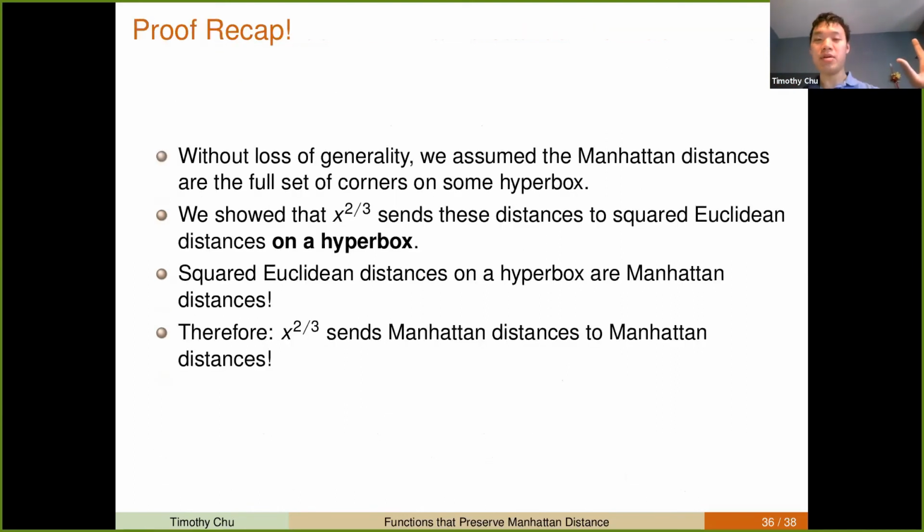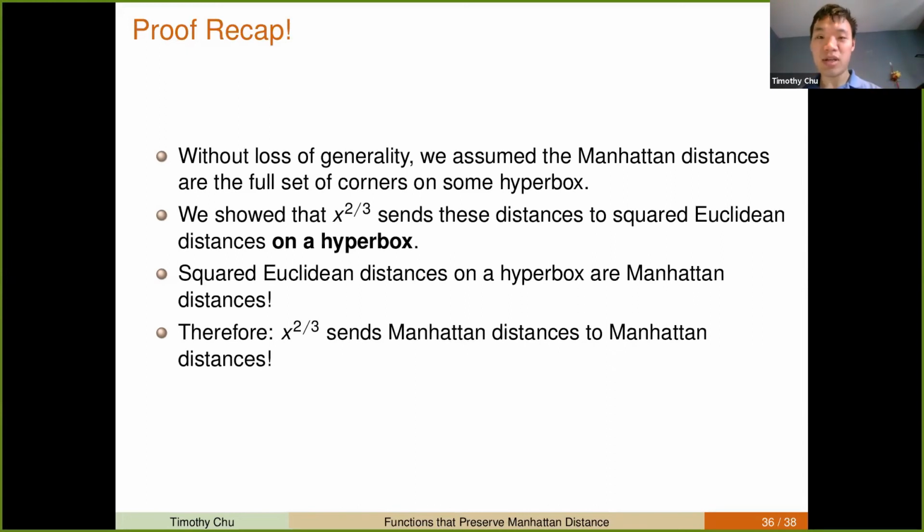So the proof recap, once again, you can just read this. I think we went over it enough times. But overall, points live on a hyperbox. That's an assumption you can make without loss of generality. Apply x to the 2/3 to each distance, and you get a squared Euclidean distance. Because the eigenstructure of my matrix D of distances was so nice, I could prove that they were squared Euclidean distances on a hyperbox. Finally, we knew that squared Euclidean distances on a hyperbox are Manhattan distances. And you can verify that for yourself if you don't see it right away. That's sort of a cute 5-minute exercise. Thus, putting this all together, x to the 2/3 sends Manhattan distances to Manhattan distances. And this is the full proof that I promised you.